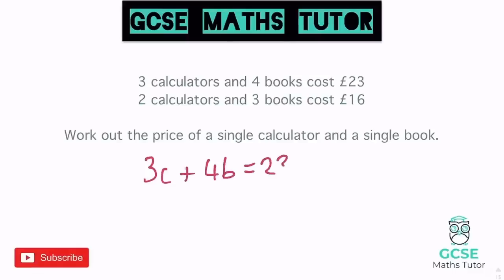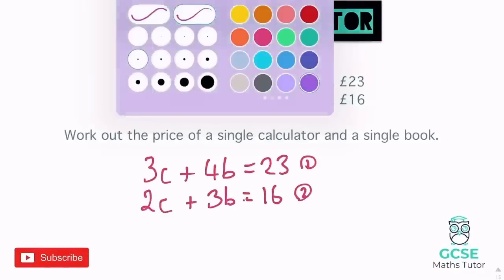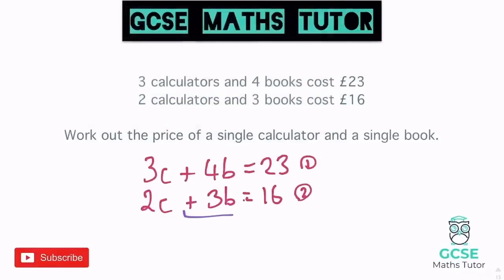And we've got an equation there that looks similar to the last question. The next statement, we've got 2 calculators, so 2C, add 3 books, so 3B, equals 16. There we go, so we've got again an equation 1 and an equation 2. Now we've got to follow that same process as before. I'm going to make these coefficients of B the same, but this time I'm going to have to change them both, because one's a 4, one's a 3. So let's think, we could make those into 12, so I could times the top one by 3, and I could times the bottom one by 4, and that would give me a 12 in the middle.